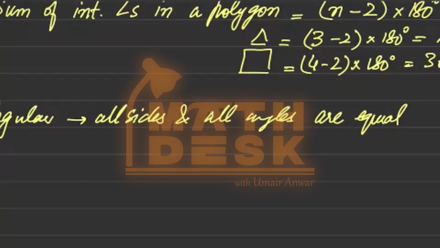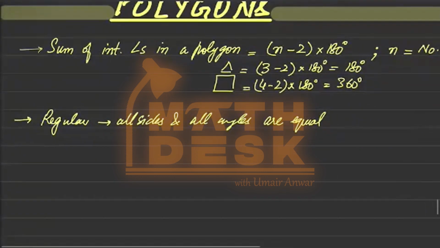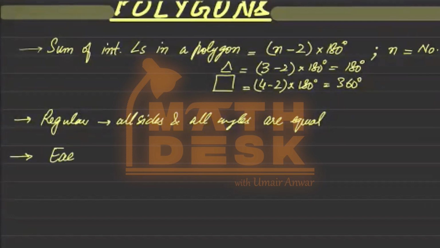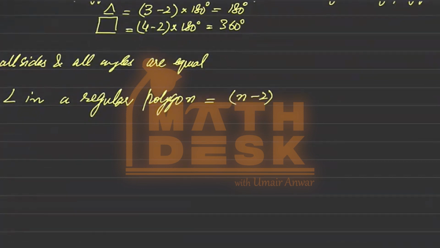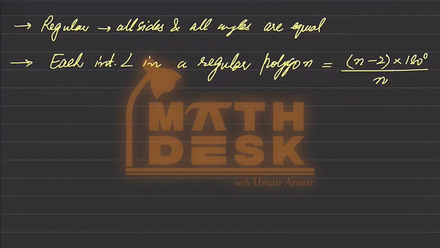The second thing that we need to know is how to find each interior angle in a regular polygon. For example, we have an n-sided polygon. So the sum of interior angles would be n minus 2 times 180. If we divide it by the number of sides or the number of angles, then we would get the value of each interior angle.